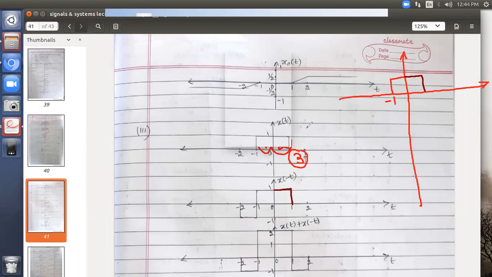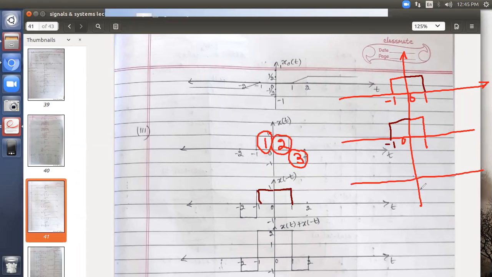Then going for the second pulse, if you observe, it is between 0 and 1. What will be the reflection of this? The reflected version is like this. Then coming to the third part of the original signal, it is something like this.